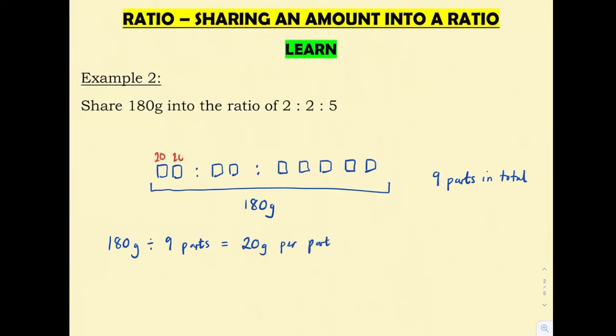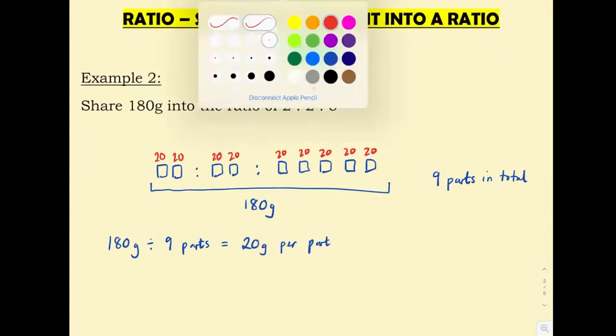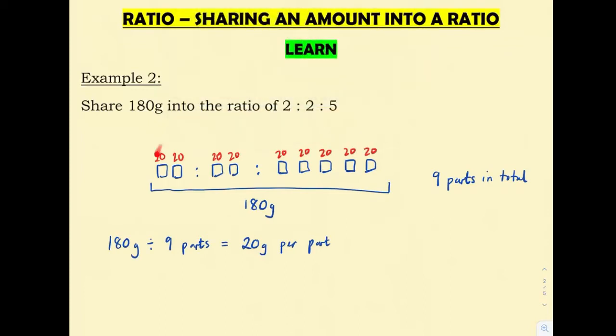And then we're going to write this in each one. And all we now need to do is work out how many grams we have in these 2, how many grams we have in the other 2, and how many grams we have in the 5 there. So we're going to do 2 lots of 20, another 2 lots of 20, and finally 5 lots of 20 for the final part. So 40 grams, 40 grams, and 100 grams.